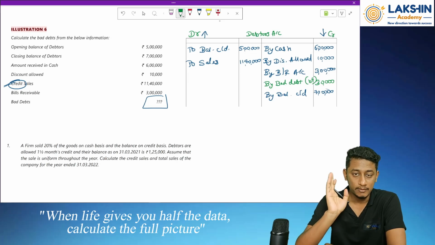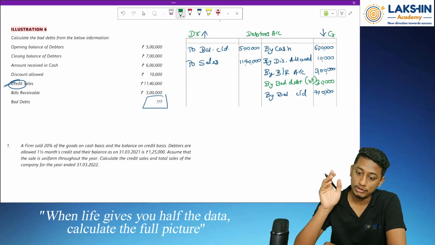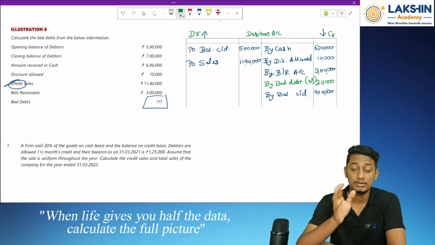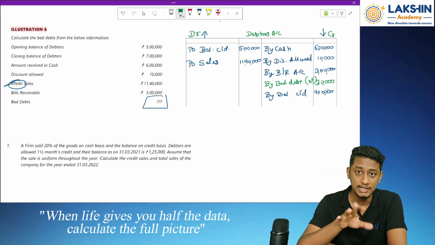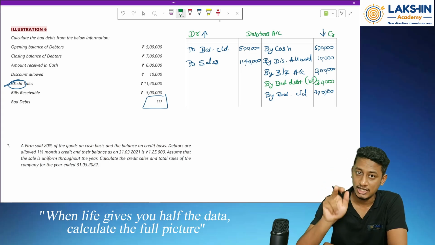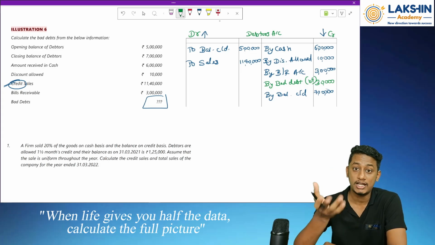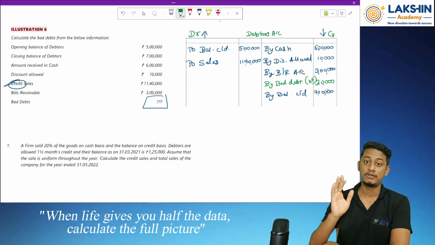Clear? Okay. See, I will not clearly say that from the debtors account you will only get the value of bad debts. Depending on the question, what you might need, the question might hint you over there. The question will clearly not specify that using the debtors account, please find out this value. You need to figure out from the debtors account what you can get. Depending on that, you will solve your questions.